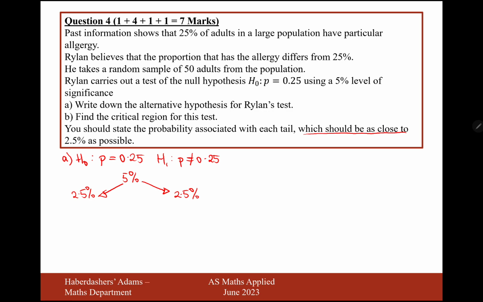So what we need to do at this point is recognize that we're working with a binomial distribution, so we need to write that down as well. X is binomially distributed with 50 trials and 0.25 probability of success. Not from this 2.5% here, but from this 25% chance up here.